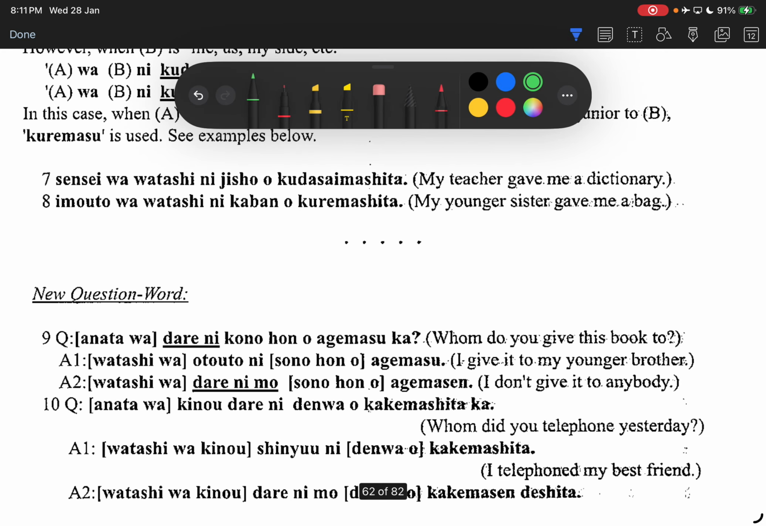Imoto wa watashi ni kaban o kuremashita. So you see, imoto is just your sister, right? Don't need to say what respect. The sister is not higher up. So we don't need to use kudasaimasu. Instead, we just use kuremashita. And the condition for using kuremashita is you must be the recipient, right? So watashi ni, so to me. So I am the recipient. So to me, receive. Or to me, give. Give to me lah. So I'm the recipient. Hope I'm not confusing you.